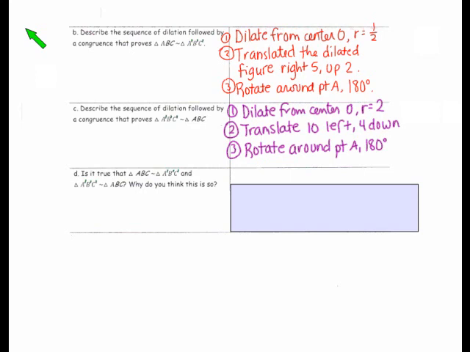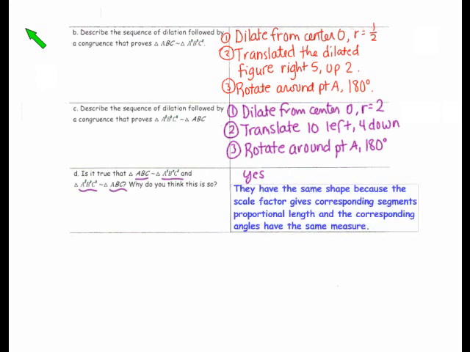Question D. Is it true that triangle ABC is similar to triangle A'B'C' and triangle A'B'C' is similar to triangle ABC? And why do you think this is so? Well, we mapped triangle ABC onto A'B'C', and we also mapped A'B'C' onto ABC. So I believe that yes, this is true. They have the same shape because the scale factor gives the corresponding segments proportional length, and the corresponding angles have the same measure.